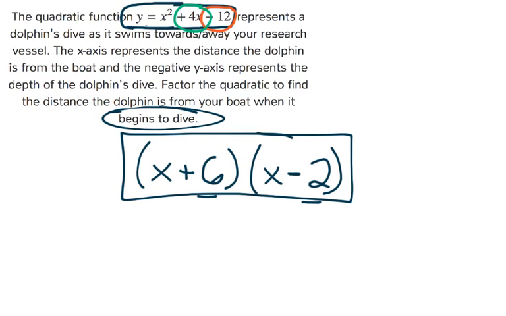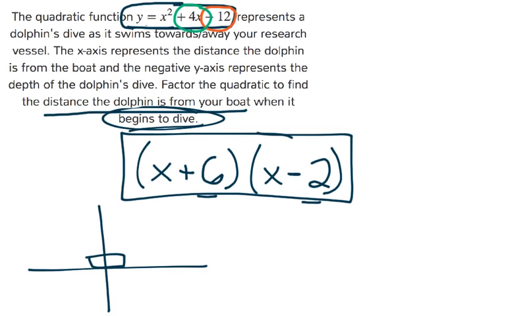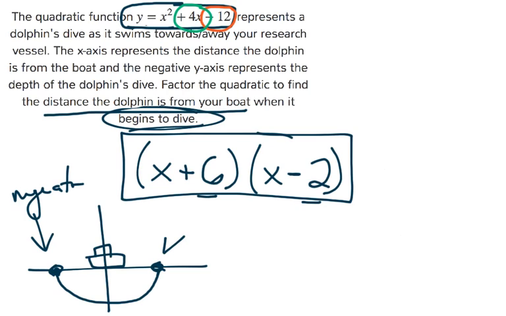The very last step here is to figure out how far the dolphin is from your boat when it begins to dive. Well, let's sketch that graph again. If here's my boat, it's going to dive under the boat basically. So there are 2 points. One is going to be a negative x-intercept, and one is going to be a positive x-intercept.